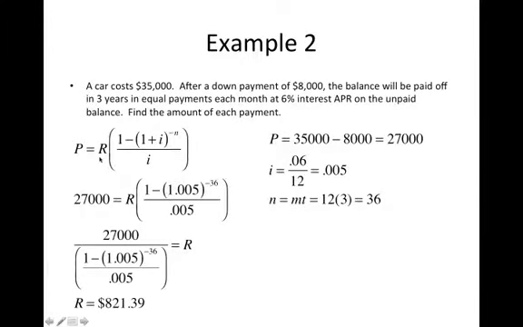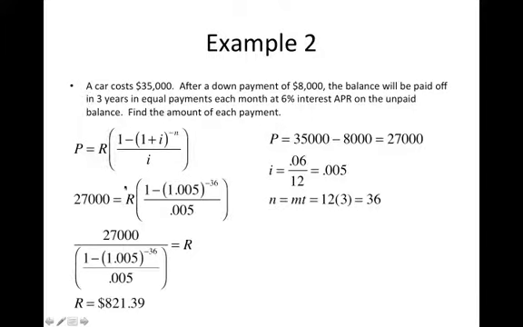So we've got P equals 35,000 minus 8,000, which is 27,000, because that's the amount actually being borrowed. So 27,000 equals the payment that's going to be made times 1 minus, now we've got to figure out what I is. It's that 6% APR divided by 12, because everything's compounded monthly and we're making monthly payments. So 0.06 divided by 12 is 0.005. And then N equals M times T, so 12 times 3, so 36.